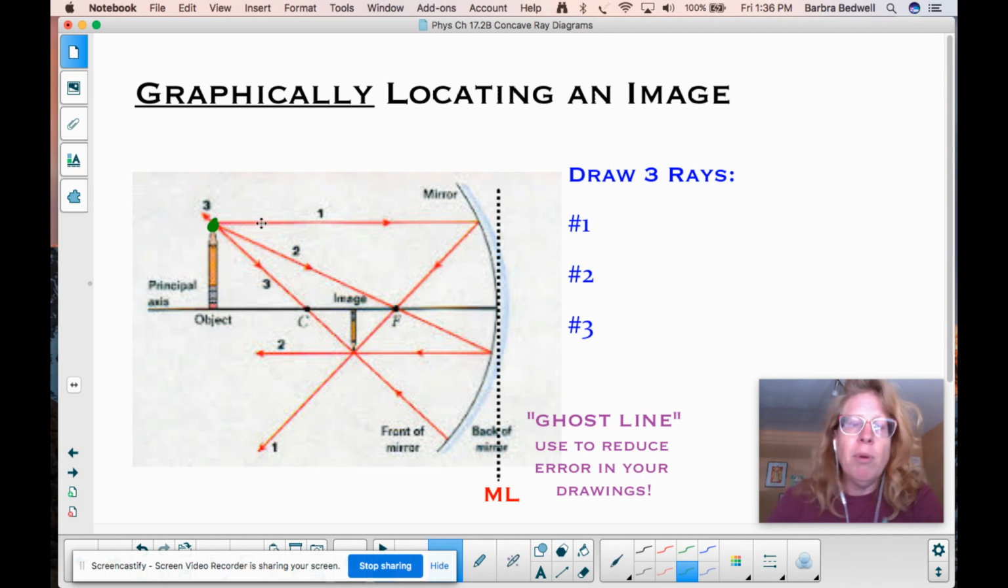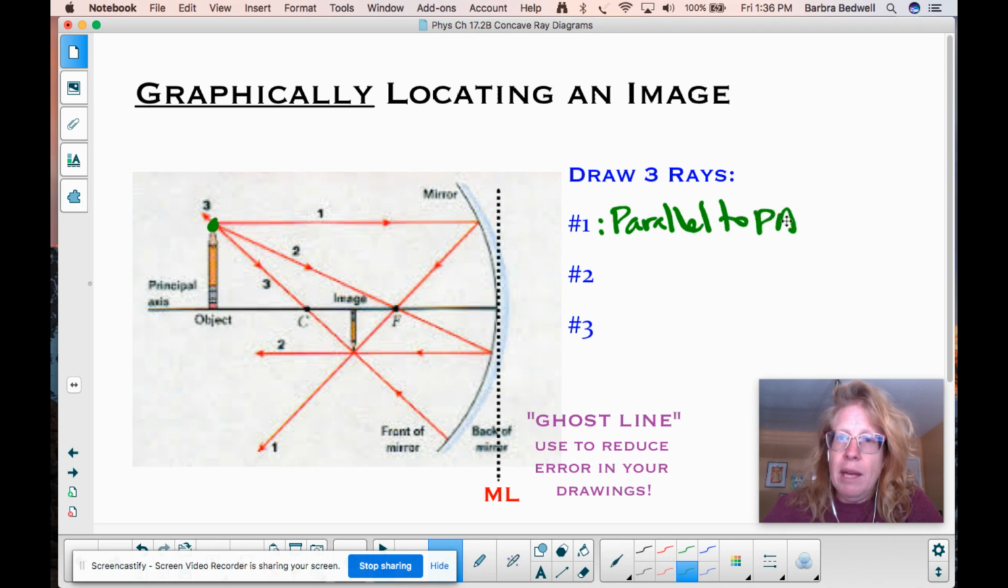So ray number 1 comes in parallel to the principal axis, just like the ray diagrams that we saw in the last diagram. Any ray that comes in parallel to the principal axis will reflect through F. This is the definition of the focal point. Any parallel rays to the principal axis will reflect through F. So ray number 1 is always parallel to the PA, and then through F is where that goes. So that's the first ray that you're always going to draw. So ray number 1, bam, hit it on there.